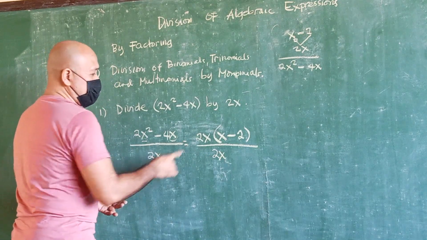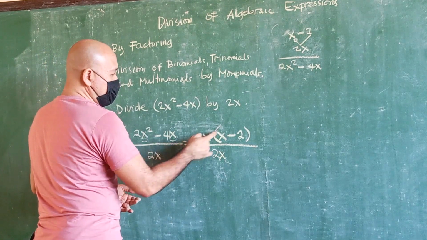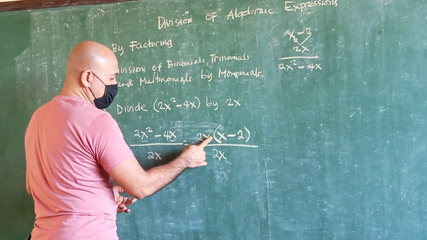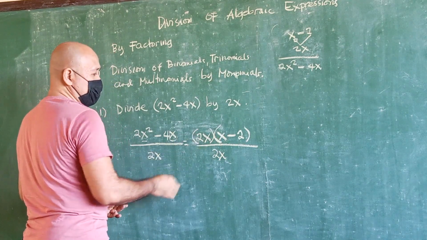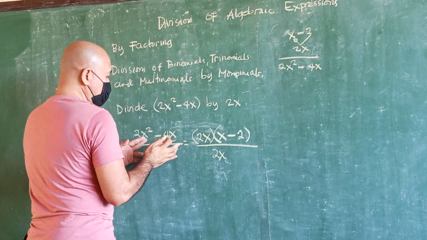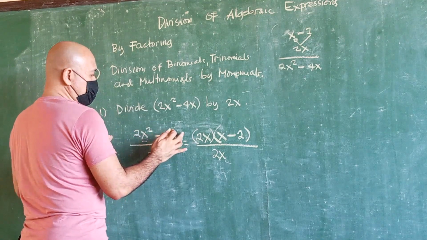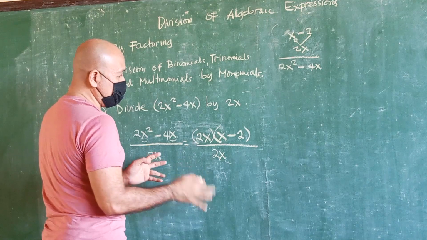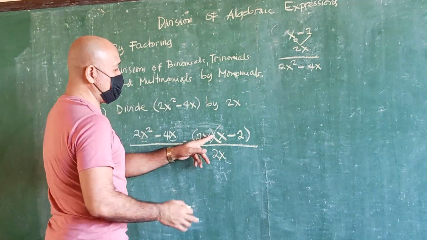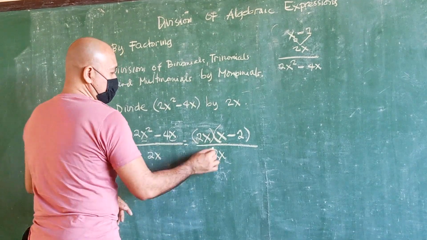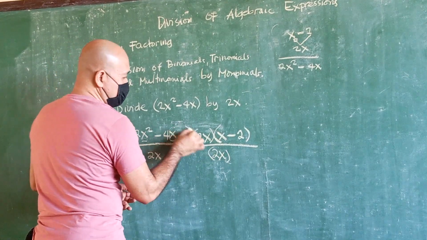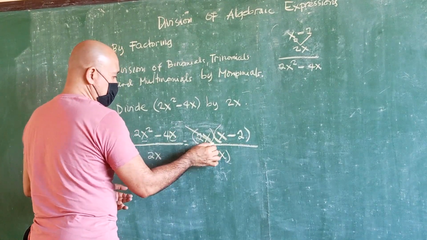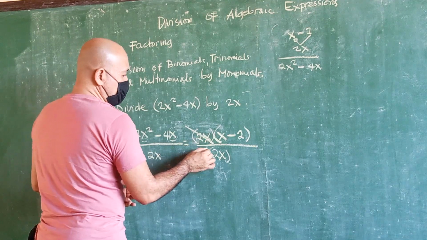So since now between 2x and the parentheses there is no plus or minus, that means the operation between here and here is multiplication, because factoring is a process of breaking the expression into at least two parts, in the form of a product or multiplication. And we have also 2x here. So in this case, you can now apply the cancellation method, cancel 2x and 2x here.